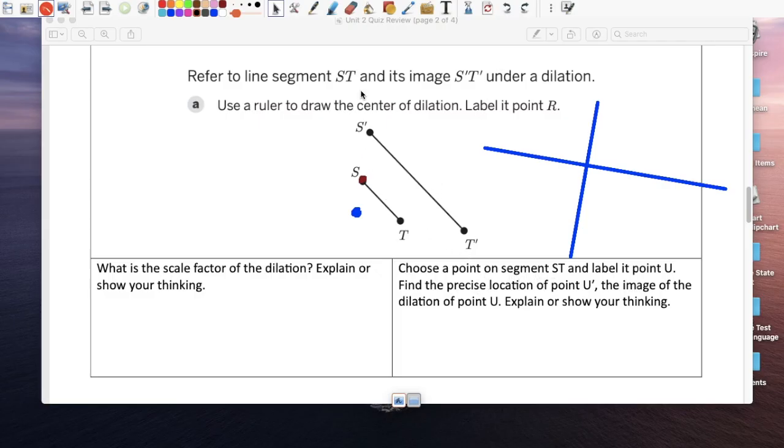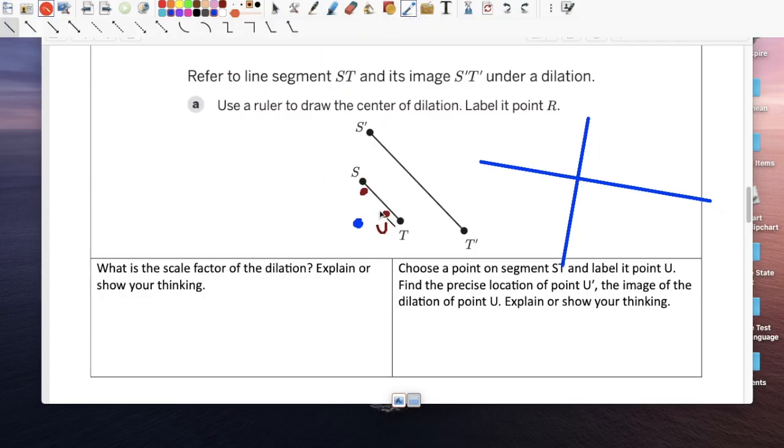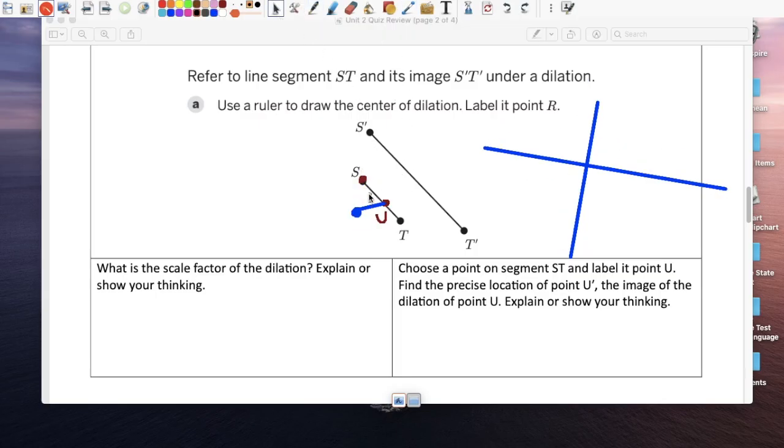Choose a point on segment ST, call it U. Let's call here a point. Let's call this point U. And find the precise image U prime in the image of the dilation of U. Okay, so if we were to double U, where would it be? Well, we can use this line, right? So there would be U, that line. All right, so where would U prime be? If I continue that line as best as I can, U prime would be right here.